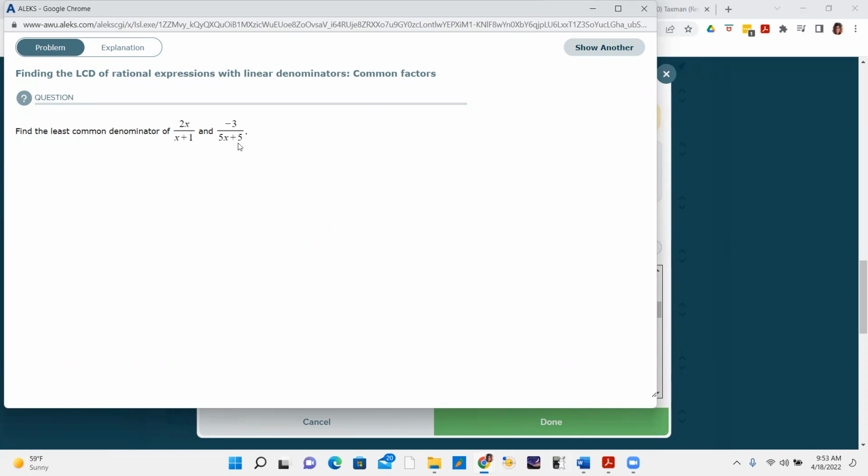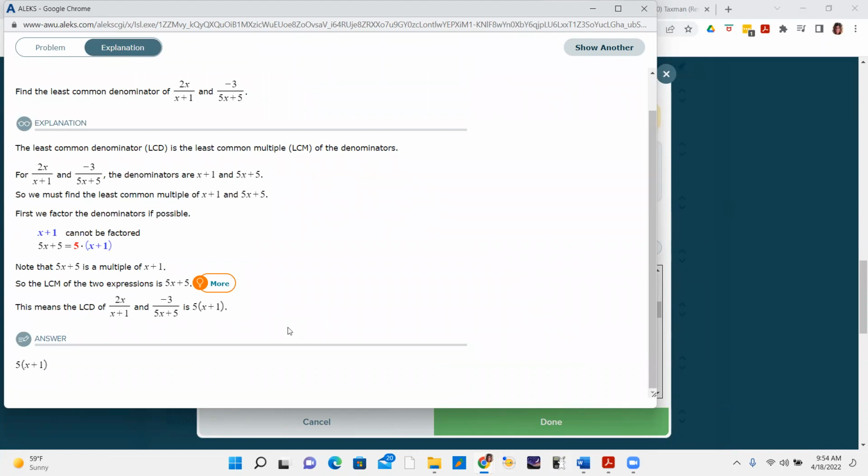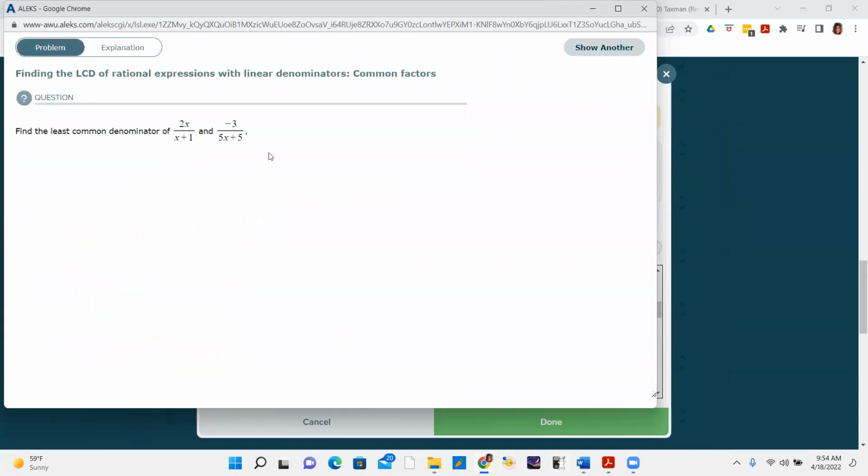So you want to factor this one, and you get 5 times the quantity x plus 1. So the LCD is just 5 times x plus 1. So that one was kind of easy. All right, how about this one?